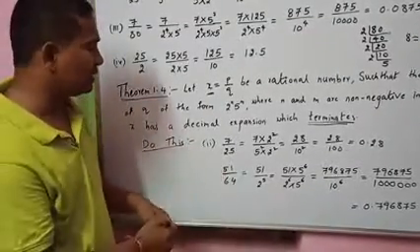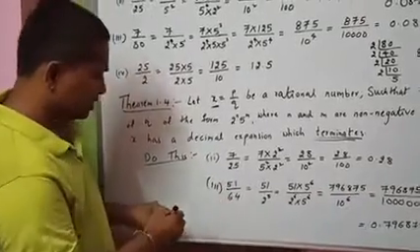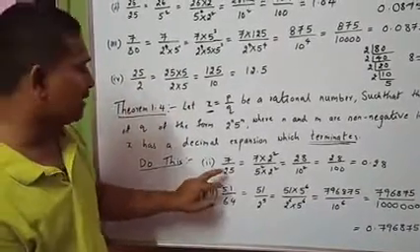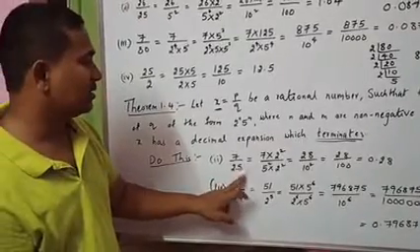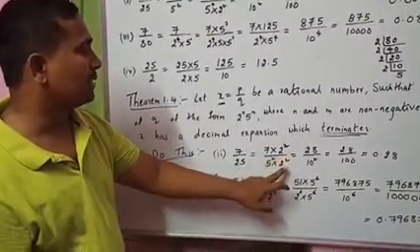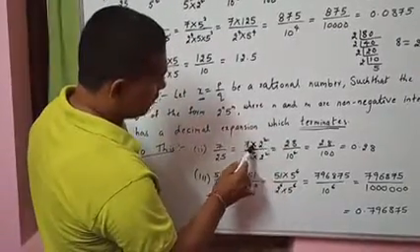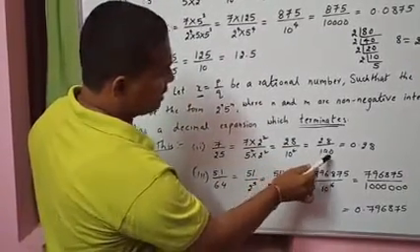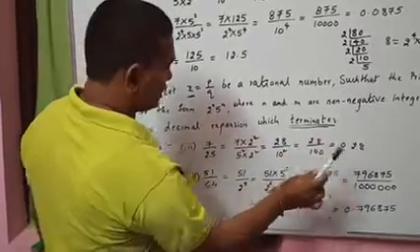Okay. Now let us do these problems. We have 4 problems. I will explain 2. Let us see these 2 examples. 7 by 25. 25 factorized is 5 square. So multiply numerator and denominator with 2 square. 5 square into 2 square is 10 square. 2 square is 4, and 4 into 7 is 28. 10 square is 100, 2 digits before the point. 0.28.